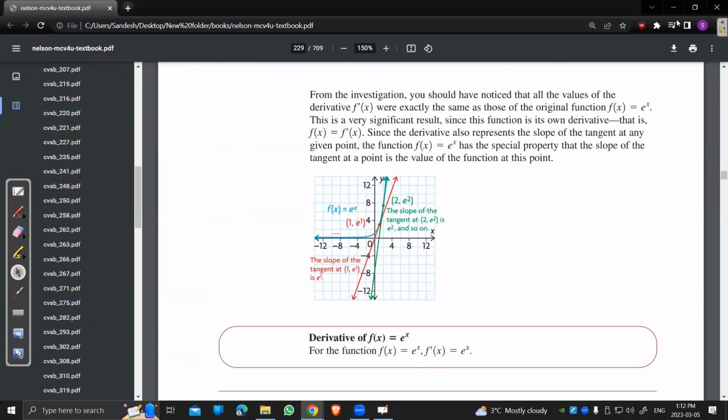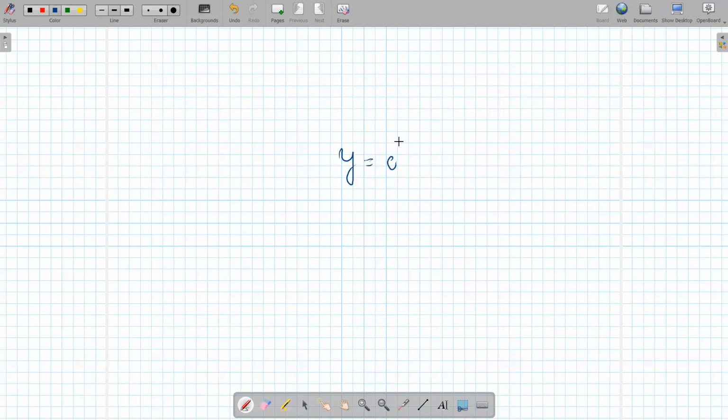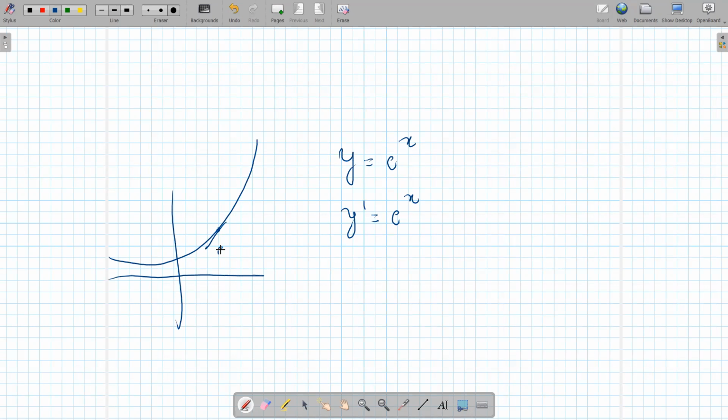Now e to the x is very special. There's a reason why. It's because the derivative of e to the power of x, let's check this out, y prime, is unlike anything else in maths. There's nothing else whose derivative is itself. What that means is that the slope of the tangent for e to the x here is e to the x. The slope is going to change depending on the x value, but the slope function is itself. And this doesn't happen for anything else.